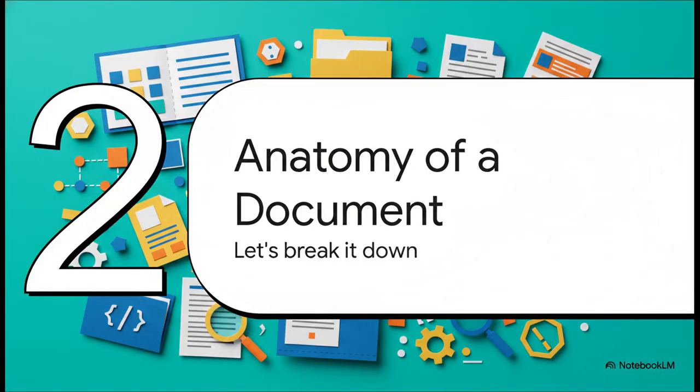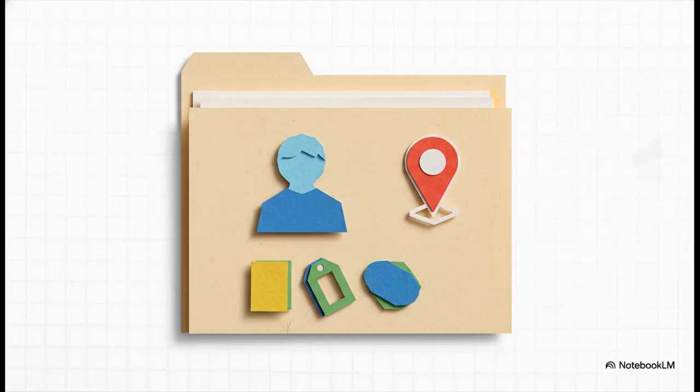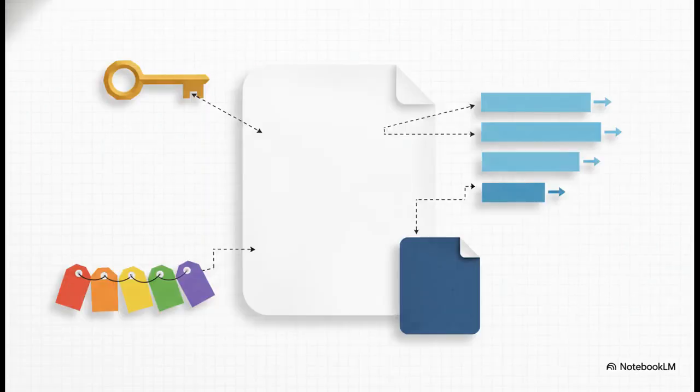Okay, so that's the theory, but what does one of these documents actually look like? Let's take one apart, piece by piece, and see what's inside. All right, here we go. This is a perfect example. What you're seeing is a single document that holds the entire user profile for someone named Arun. All his key information, all in one place. Nice and tidy.